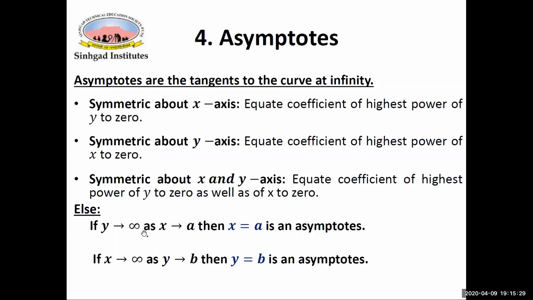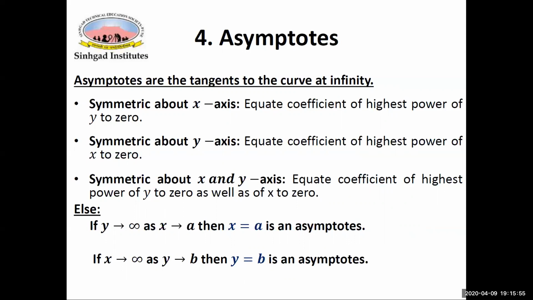Or find the values of x for which y becomes infinity. All those values will indicate asymptotes of that curve. Find the values of y for which x becomes infinity. Those values of y are the asymptotes. So this way we have to determine asymptotes.